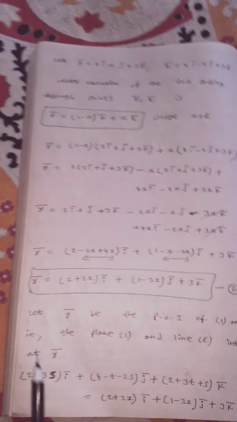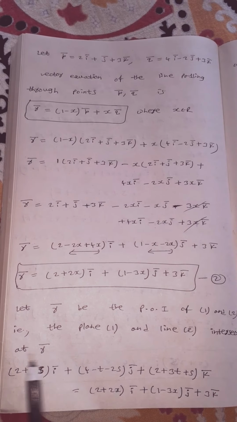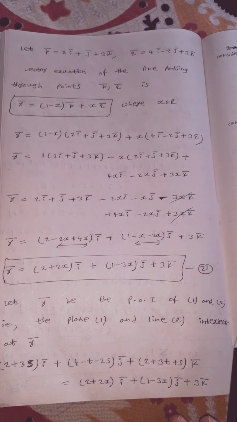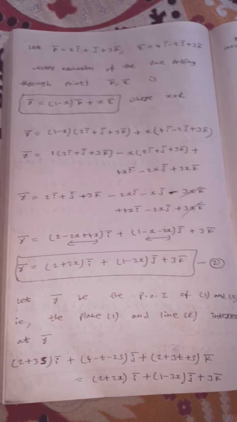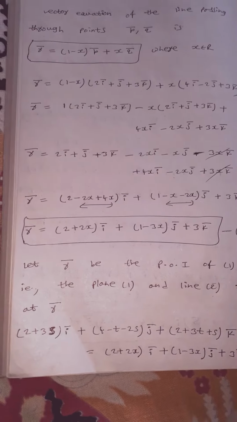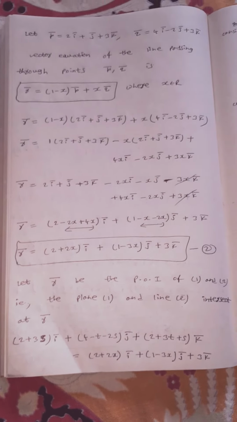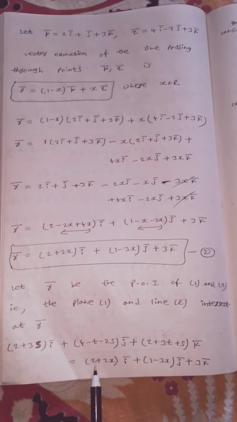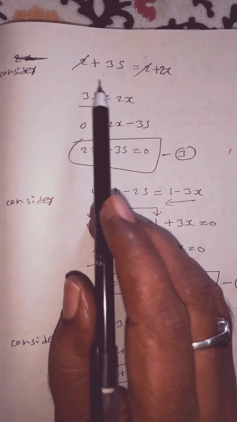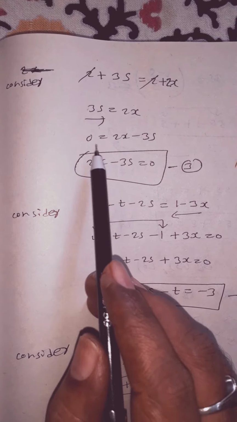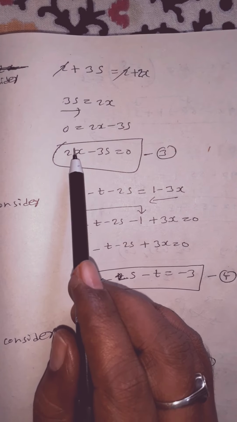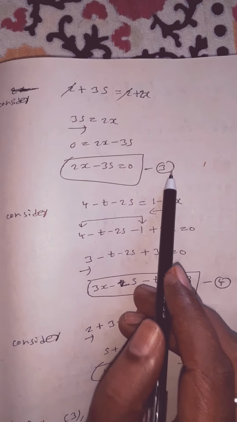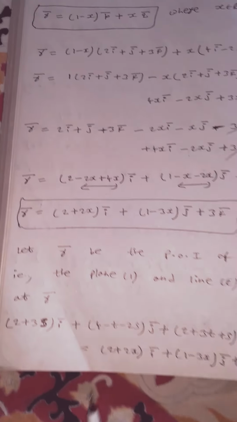Equation number 2. Let r bar be the point of intersection of 1 and 2, children. That is, plane 1 and line 2 intersect at r bar, which means both are equal. I have equated the first equation and second equation. Now write like terms, children, that means i bar terms. If you consider i bar terms, what is here, children? On the left side 2 plus 3s, on the right side 2 plus 2x, that only I have taken, children. So 2 cancels, children. 3s is equal to 2x; sending 3s to that side, it will become minus 3s. So this is nothing but 2x minus 3s equal to 0. Equation number 3. Now take g bar.